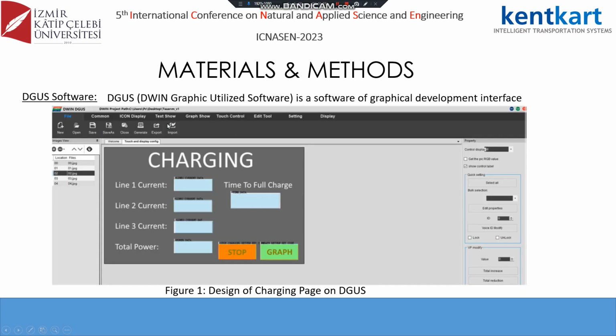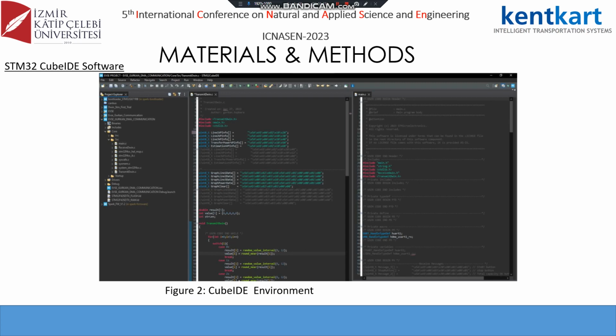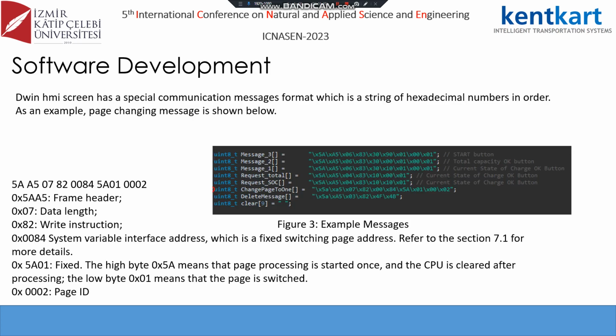This is the DGUS software interface which we use to design the page of HMI screen. This is the CubeIDE software which we use to develop software library of communication. So let's continue with software development part.